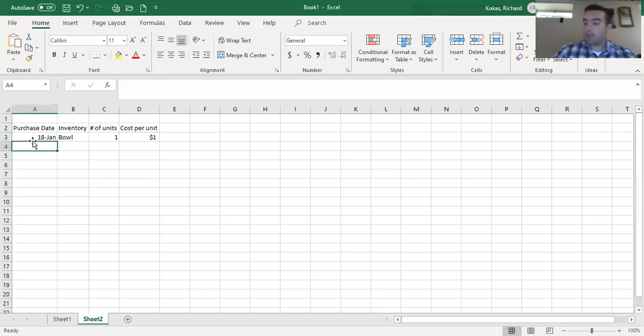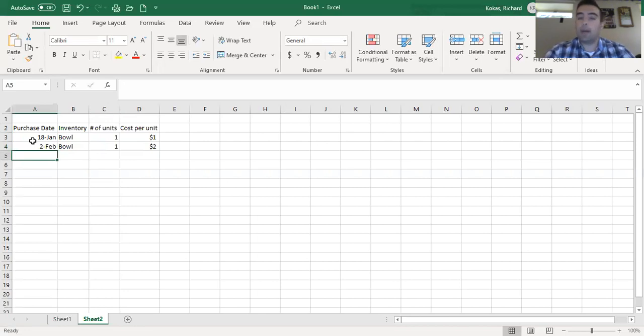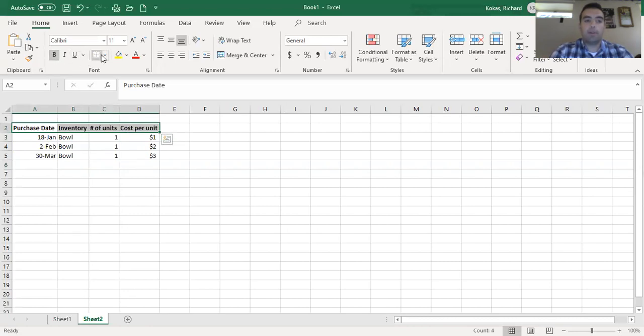The next one I have set up is February 2nd. We're going to pretend on February 2nd we purchased another bowl, just one. Now we're going to assume there's some inflation going on, so prices are rising, and it's going to cost us $2 for that bowl. The last one is March 30th. We bought another one, just one more, and again there's inflation, things are going up, so it's going to cost $3. I'm just going to make this a little better visually for you.